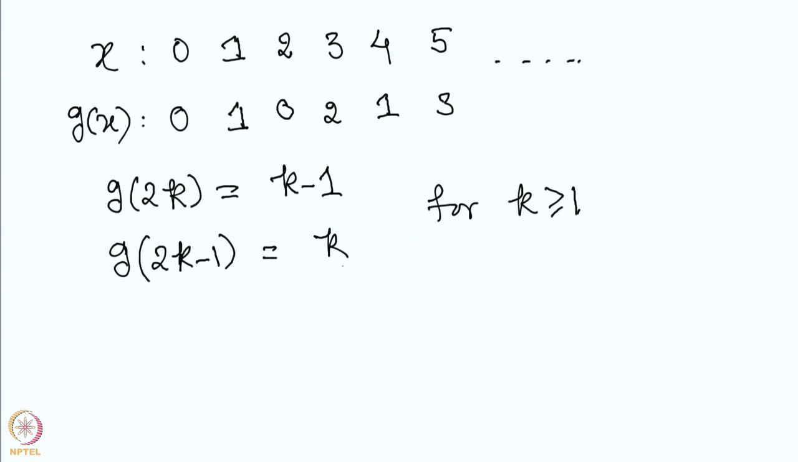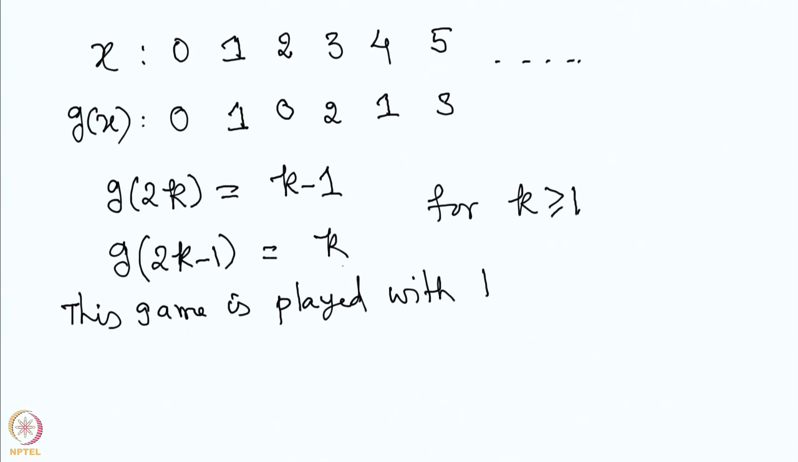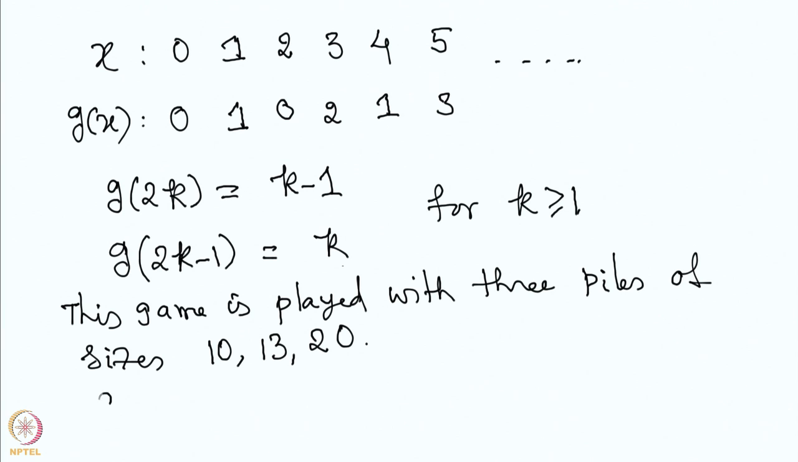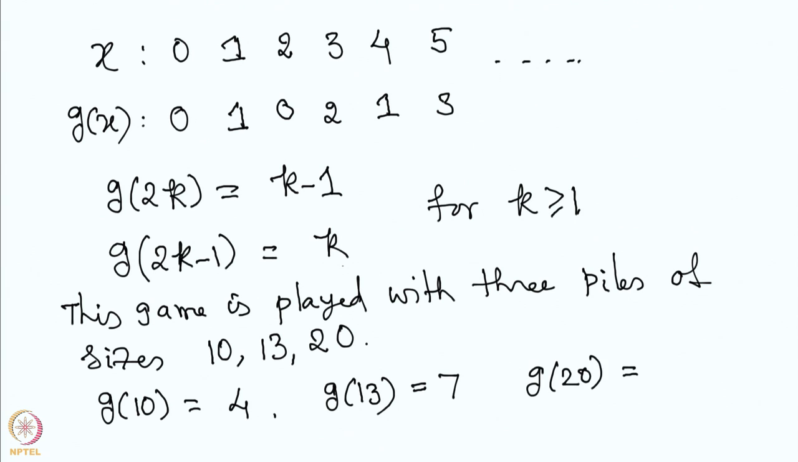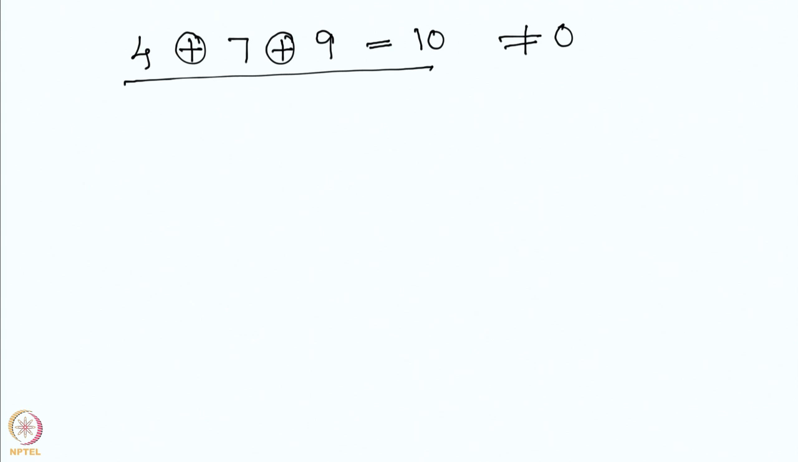Suppose now this game is played with 3 piles of sizes 10, 13, 20. Therefore, G of 10 is going to be 4, G of 13 is going to be 7, G of 20 is going to be 9. Therefore, if I take the nim sum 4 plus 7 plus 9, this is going to be 1 0, which is not equal to 0. Recall the definition of the nim sum and make sure that this is not 0. Therefore, this is an N position.